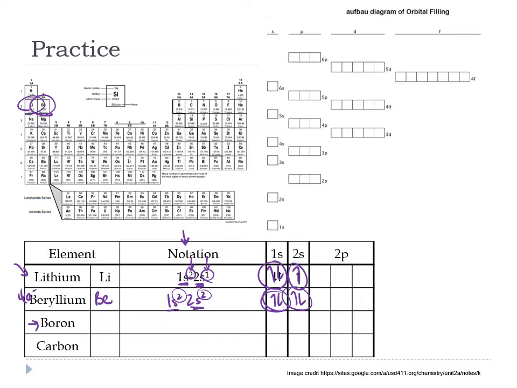Let's do boron. Boron's over here with 5 electrons. We're going to go up, down, up, down, up. 1, 2, 3, 4, 5 electrons. 1s2, 2 electrons in the 1s, 2s2, 2 electrons in the 2s, 2p1, 1 electron in the 2p sublevel. Boron's big B. All right, carbon is 6.